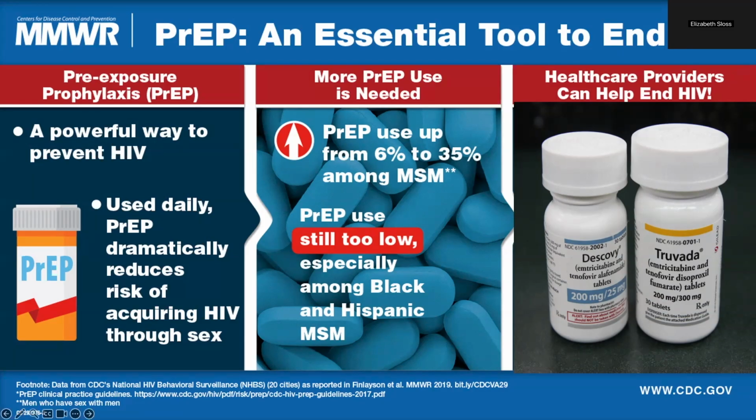PrEP reduces the chance of acquiring HIV sexually by 99% and through drug injection use by 74%. PrEP use has increased since it was first approved in 2012, but we're still only reaching around 18 to 23% of people who are indicated for PrEP. Beyond reach, there's a lot of inequity in getting it to the people who need it most. Folks who are Latino, African American, cisgender women, or residents of southern states have much lower adoption, uptake, and sustained use of PrEP.